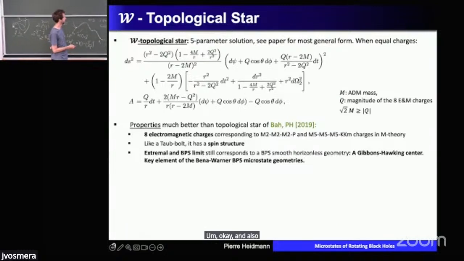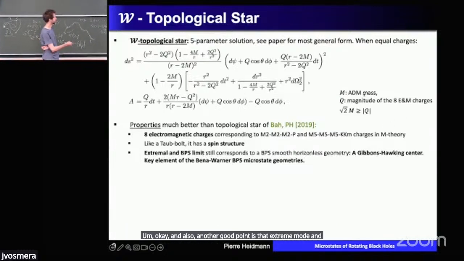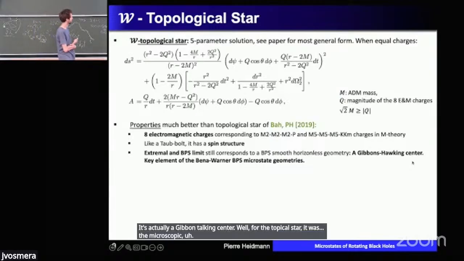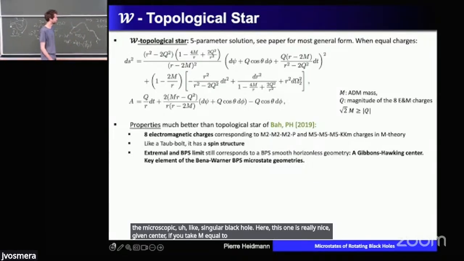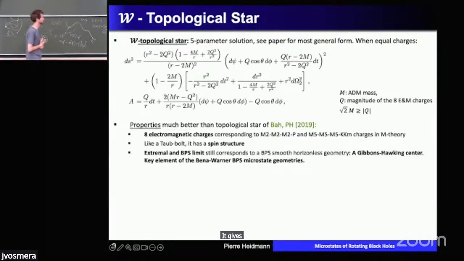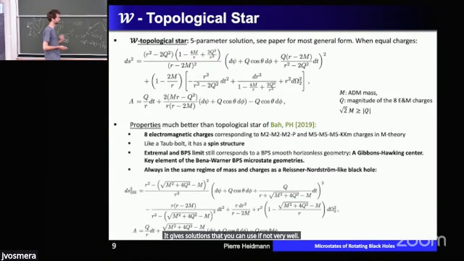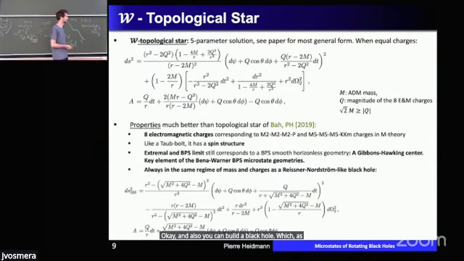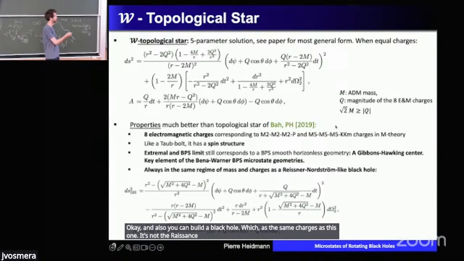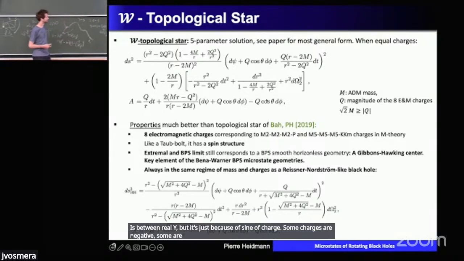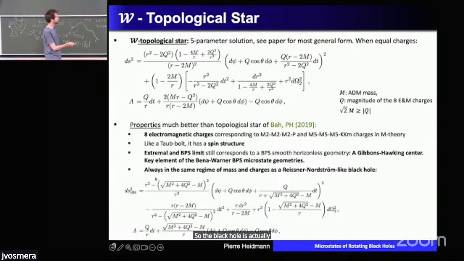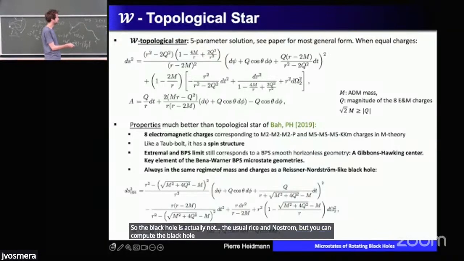Okay, and also another good point is that the extremal and BPS limit is perfectly well defined here. It's actually a Gibbon-Hawking center. For the topological star, it was a microscopic singular black hole. Here, this one is really a nice Gibbon-Hawking center. If you take m equal to q over square root of 2, it gives a solution that Nick and Yusuf know very well. Also, you can build a black hole which has the same charges as this one. It's not a Reissner-Nordstrom black hole, just because of the sign of charges. Some charges are negative, some are positive, a bit like Gibbon-Hawking centers. So the black hole is not the usual Reissner-Nordstrom, but you can compute the black hole solution. It's also a nice solution to study.